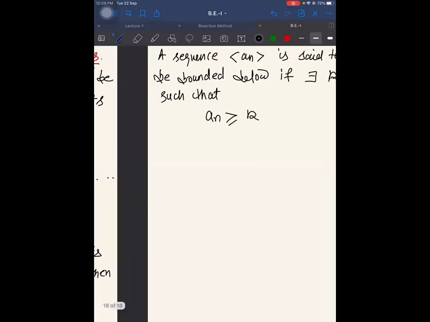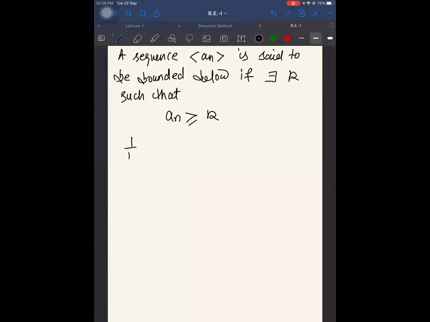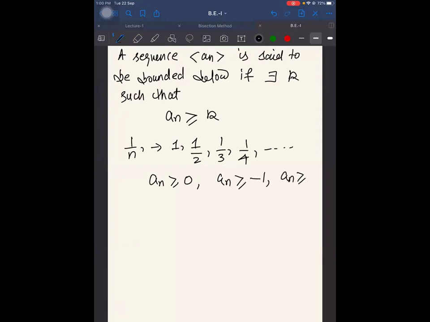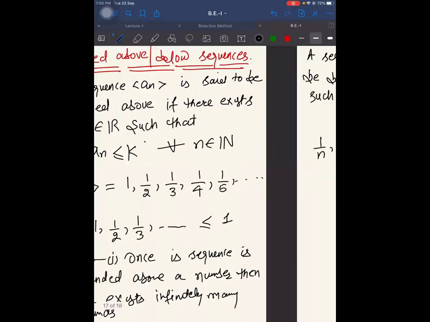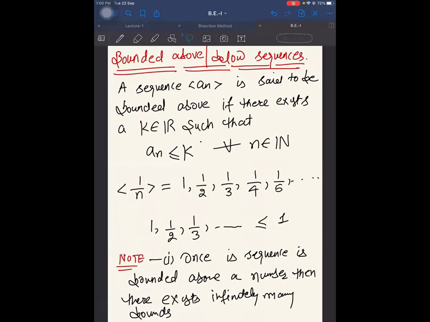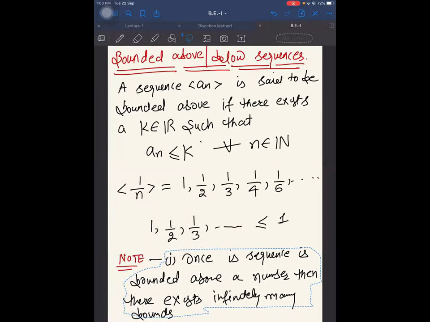So let's look at the same 1 by n, right? So the terms are 1, 1 by 2, 1 by 3, 1 by 4. Is it bounded below? Yes, sir. By what? 0. And anything else? Of course, negative numbers: -1, -2, -1 by 2, anything, right?